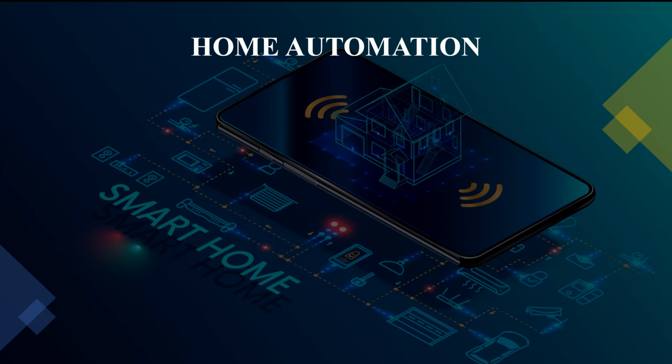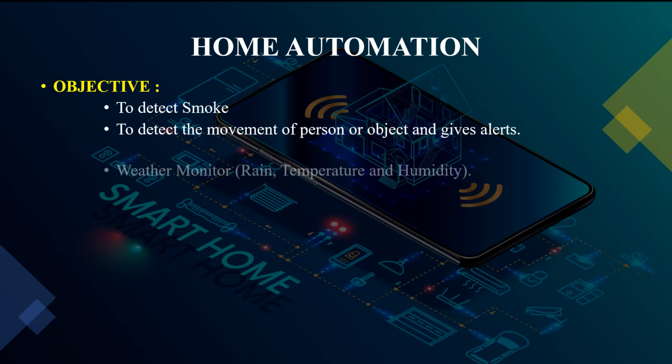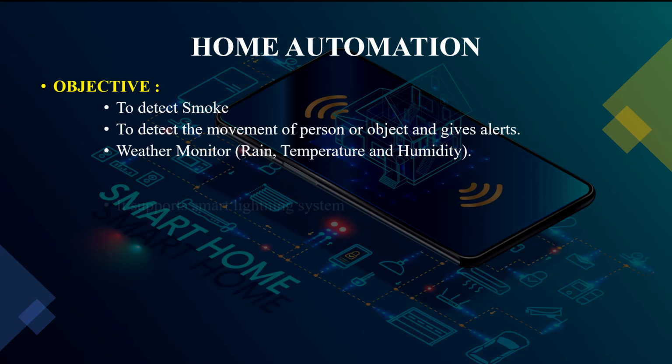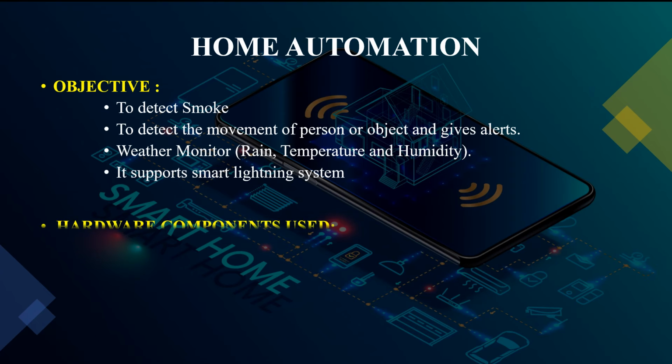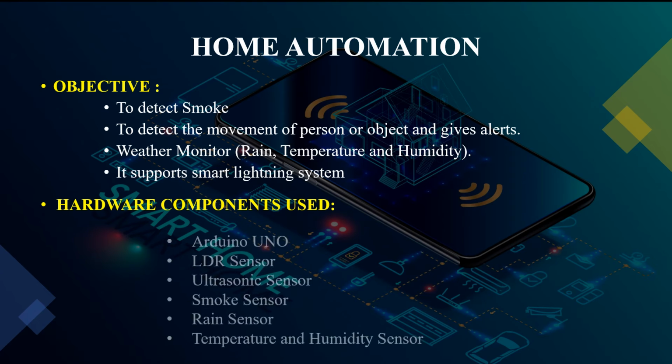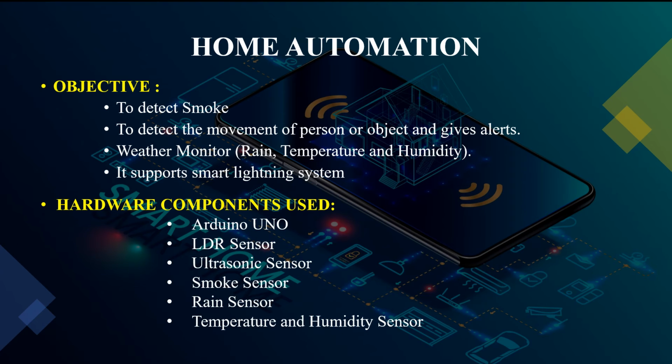Home automation. This is an IoT application. Main objectives of this project are to detect smoke, to detect the movement of person or object and give alerts, and monitor weather such as rain, temperature and humidity. It also supports smart lighting system. The hardware components used in this project are Arduino Uno, LDR sensor, ultrasonic sensor, smoke sensor, rain sensor, temperature and humidity sensor.